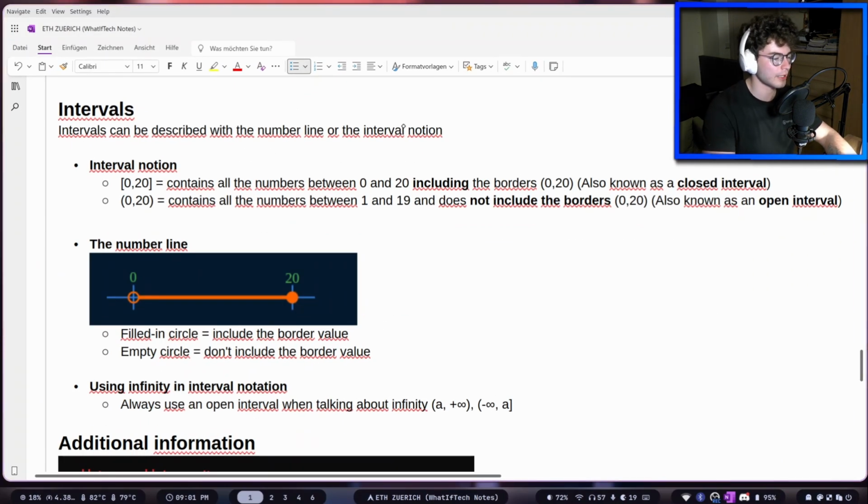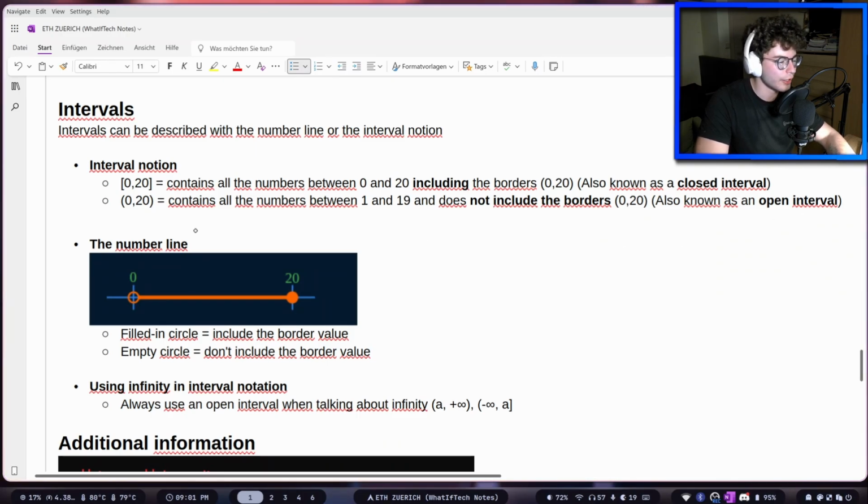Intervals. Intervals can be described with the number line or the interval notation. In the interval notation, the interval is enclosed in square brackets or round brackets. Square brackets mean the interval includes its borders. It's also known as closed interval. So 0 and 20 is included in the interval. If the borders are round, the borders are not included, and the interval stops at 1 and 19. It's known as an open interval.